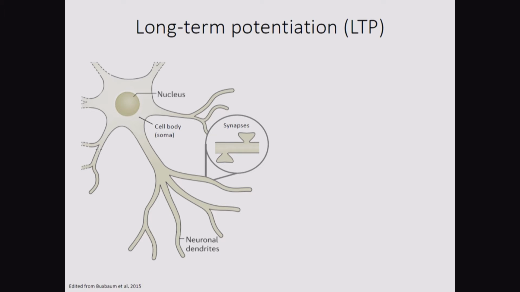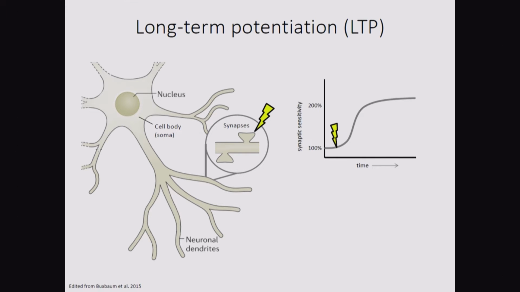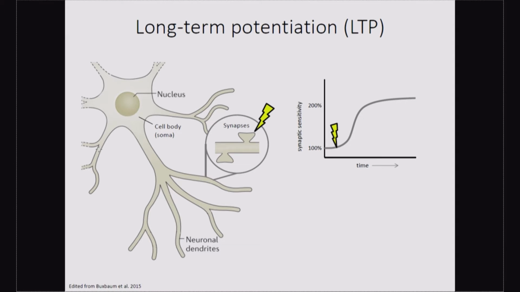So the way this basically works is that when a synapse is activated, it undergoes a process of remodeling where it'll add new membrane channels, receptors, or grow in size. And the result of this is that it then becomes more sensitive to future input.